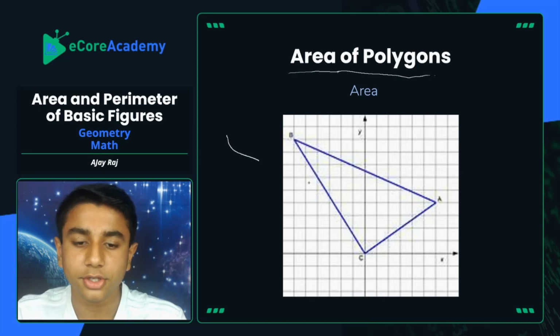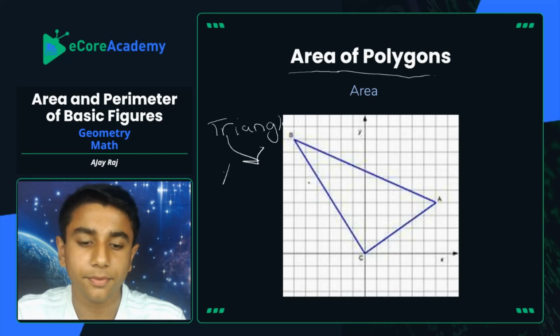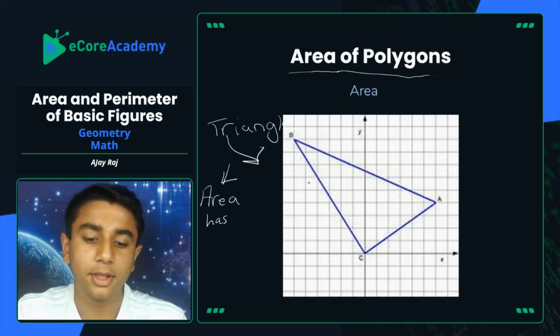But this figure here is a triangle, and we will figure out how to calculate its area. Just know that it has a formula. Area has a formula. And that formula prevents us from having to count each and every individual square. So it's basically a shortcut, and you only need specific dimensions given.